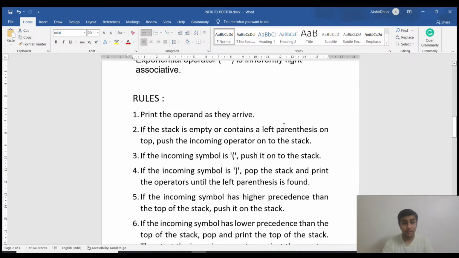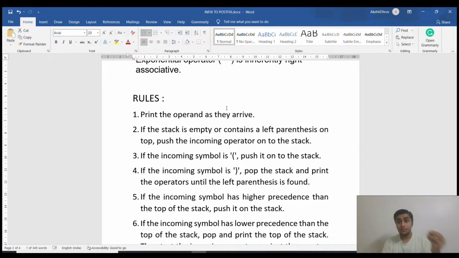Now the first video was all about how we can push values into the stack and how we can pop values from the stack. In this video I will not explain what push and pop are. For that you can refer to my first video. In this video we will see how operators are pushed and popped.